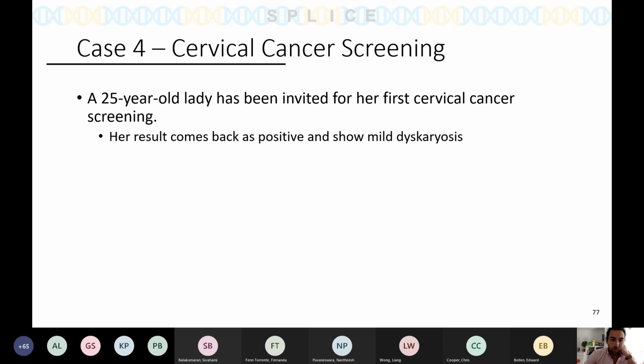Cool. So she's come in and you're discussing the results, and on the OSCE brief it says that her results have come back positive, so she's positive for HPV, and they've had a look at her cells and they're showing mild dyskaryosis. So what sort of things would you ask about, or would you want to tell her in this situation?